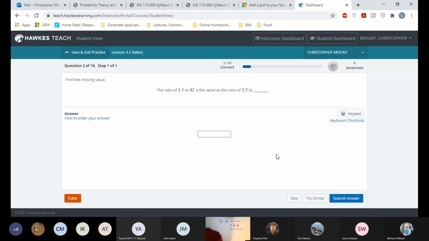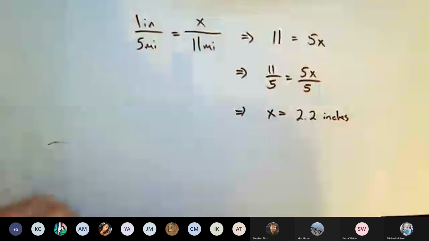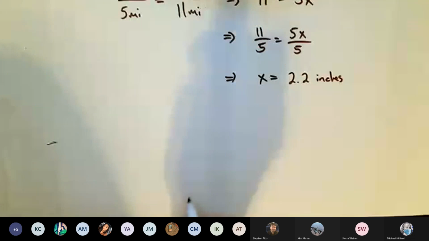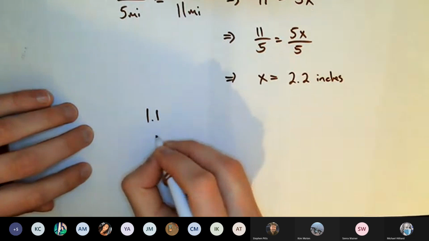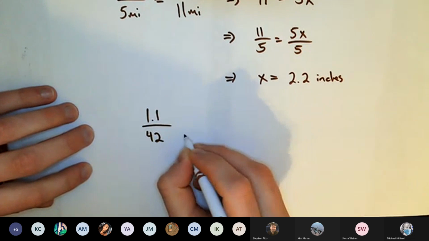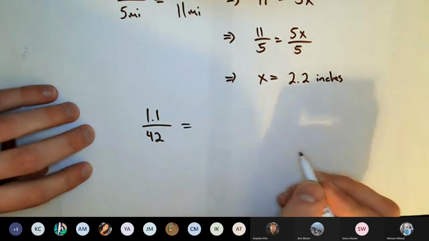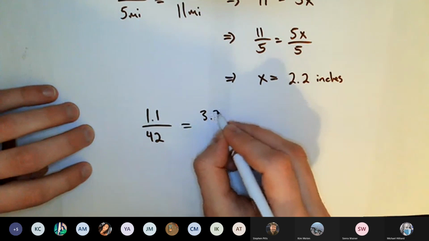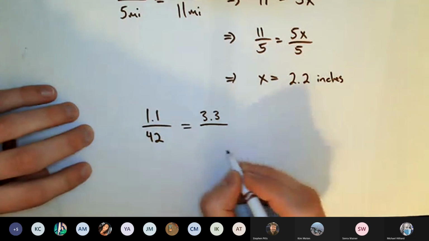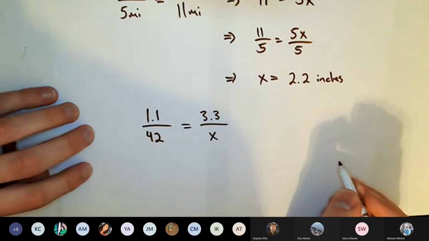Okay, the ratio of 1.1 to 42, I'll actually write this one down, even though it's really the same thing again. So 1.1 to 42, I'll say 1.1 over 42 is the same as the ratio, so that means equal, of 3.3 to, and then they say blank, so that's the unknown.